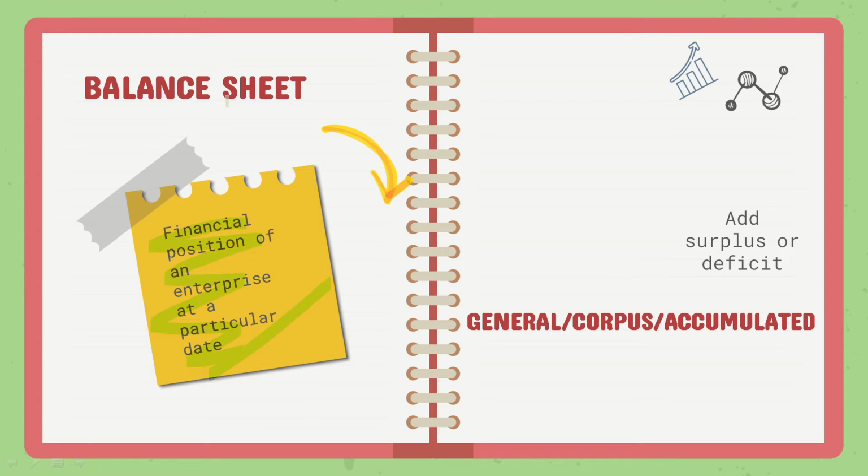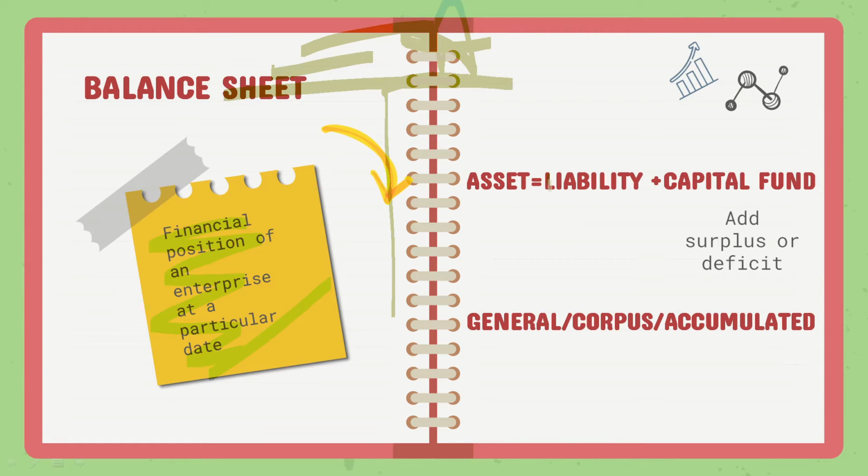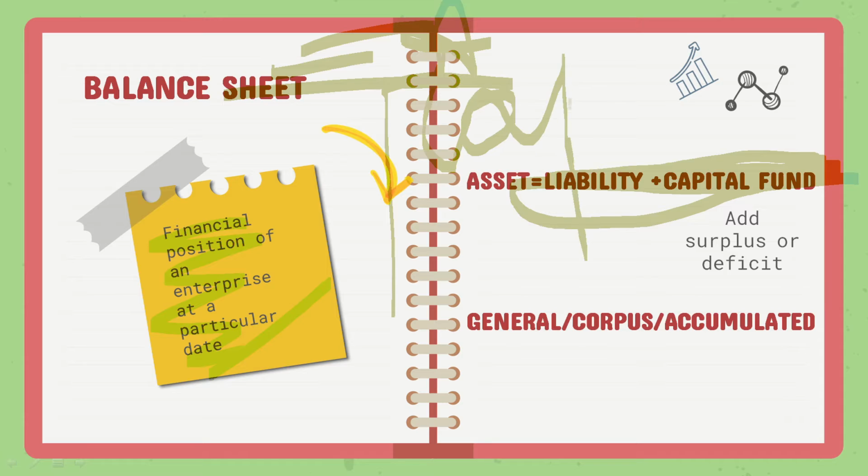So it basically tells us the financial position of an enterprise on that particular date. What tells us? The balance sheet. So we prepare the balance sheet for a particular date and we write all the assets and liabilities on that date. Now see, assets is equal to liability plus capital fund. There it used to be capital, here it's capital fund. And in the capital fund, we add surplus or we subtract deficit, just like we used to add profit and subtract losses. Capital fund is also called general fund or corpus fund or accumulated fund. Yes, these are the different names given to capital fund.